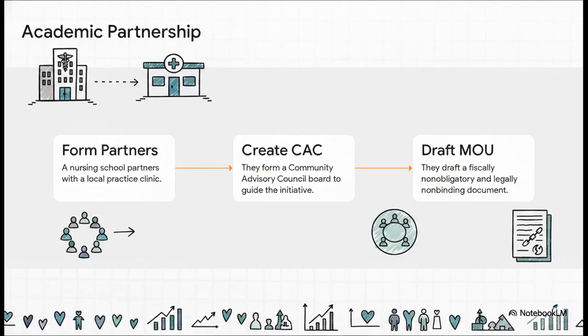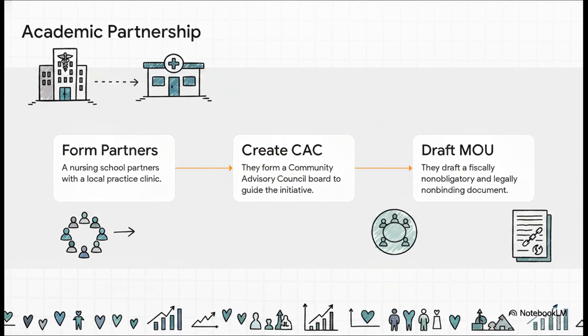Let's translate that theory into a real-world scenario, the kind you'll definitely see on your test. We're looking at the academic/practice community partnership framework. Imagine step 1. Your nursing school, that's the academic side, wants to partner up with a local free clinic, the practice side. Step 2. To actually make this work, they form a Community Advisory Council, or CAC. That's basically just a board of local community members that helps guide the initiative.